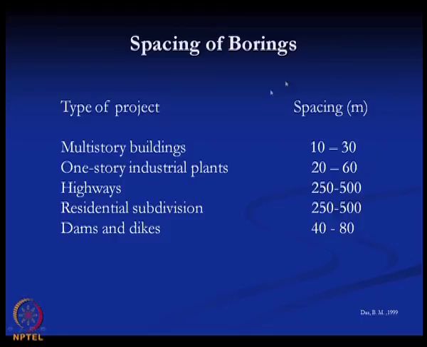Then the spacing of boreholes. Initially it was the number of boreholes, then the spacing of boreholes, depending upon the type of project. For multi-storied buildings, the spacing should be 10 to 30 meters; for one-story industrial plants, 20 to 60 meters; highways, 250 to 500 meters; residential subdivisions, 250 to 500 meters; and dams and dikes, 40 to 80 meters. So, this is the typical spacing that can be used for different types of structures.